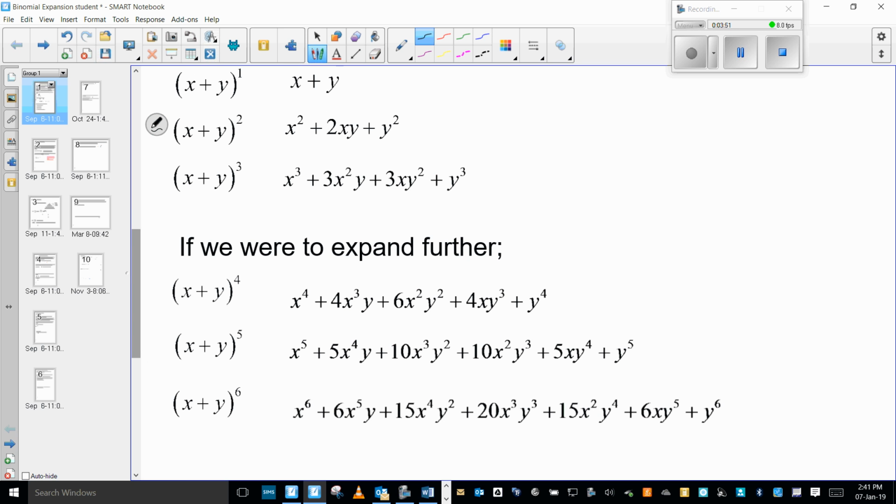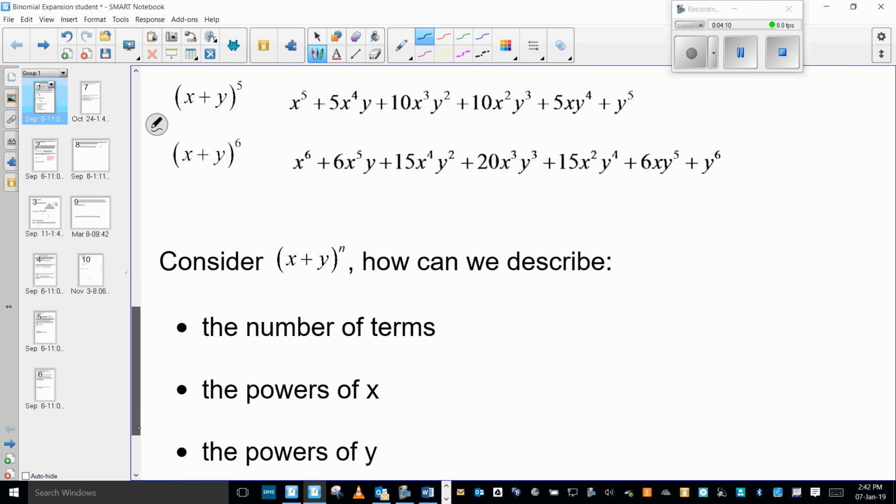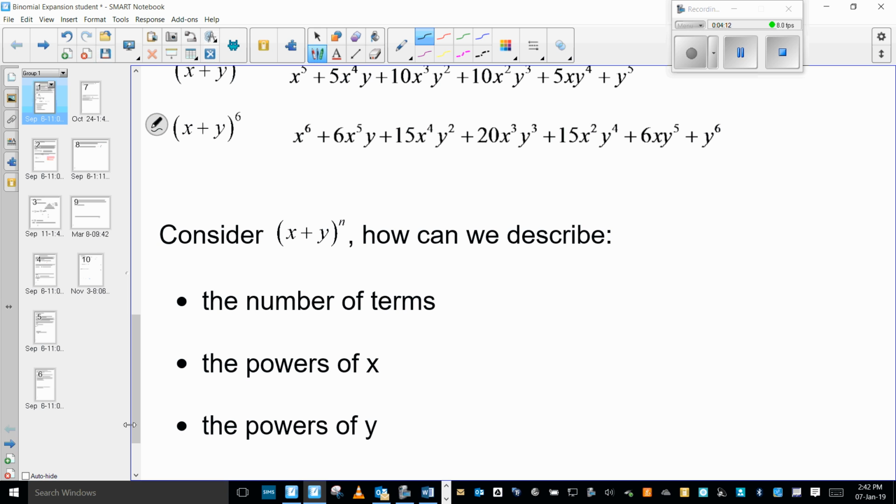Now, what we want to try and do is compare these values to what we started off with. Is there any kind of connection? Discuss things; I've given you a few prompts. Think about how we can describe the number of terms for the general one. How many terms are there in each of those? How does it relate to this number here?